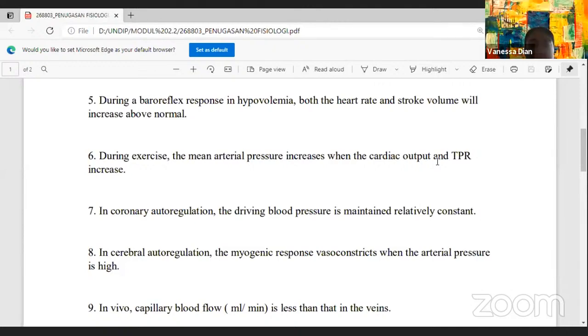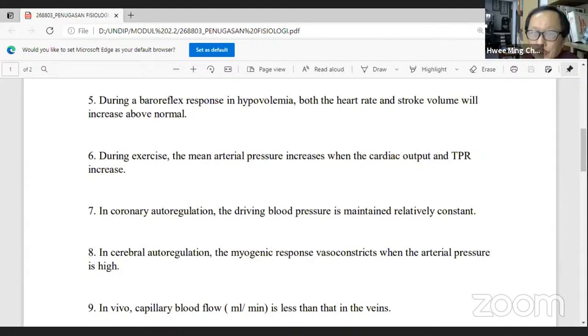Okay, so I'm going to answer number 6. During exercise, the mean arterial pressure increases when the cardiac output and TPR increase. Based on what I read, the mean arterial pressure is determined by the cardiac output and TPR. But what I read is that only the cardiac output is increasing, but the TPR is decreasing. So I think this is false, because the mean arterial pressure is increasing only because of the cardiac output increasing, not the TPR. Very good.